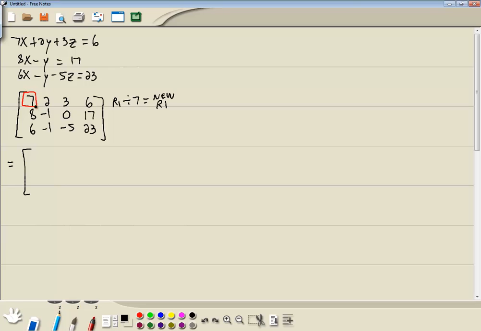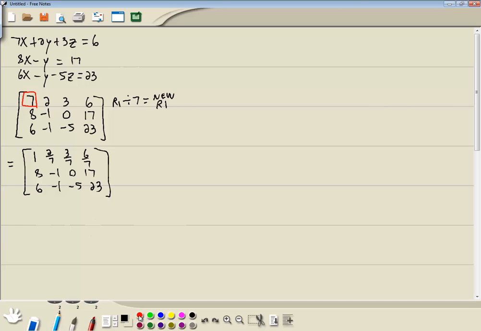Okay. And I'm getting my calculator handy here because I know I'll be needing it in this problem. 7 divided by 7 is 1. 2 divided by 7 is 2 sevenths. 3 divided by 7 is 3 sevenths. 6 divided by 7 is 6 sevenths. And these will carry down. There we go.